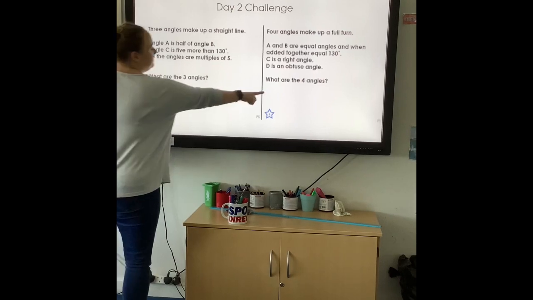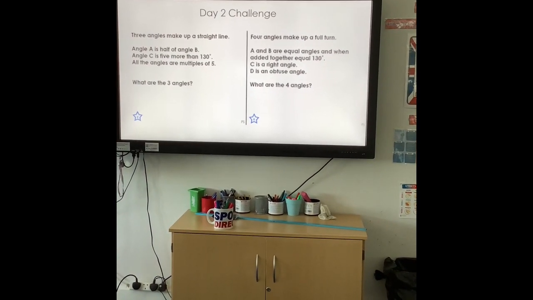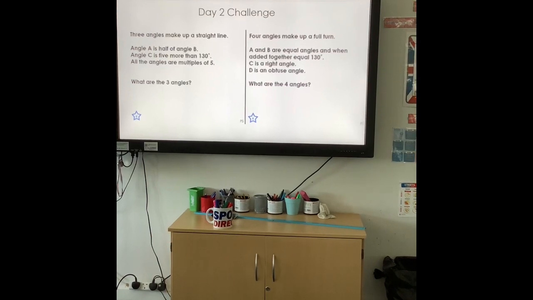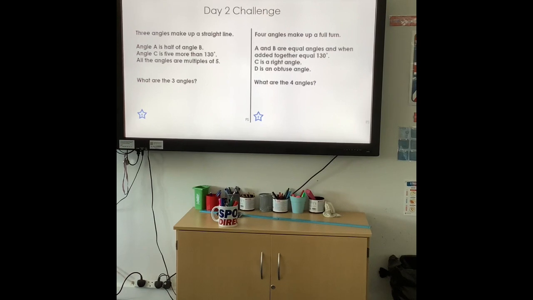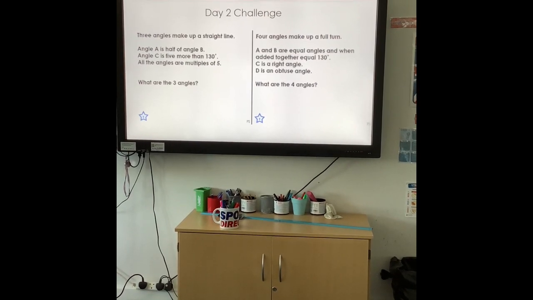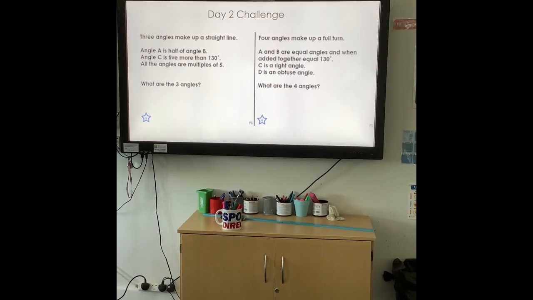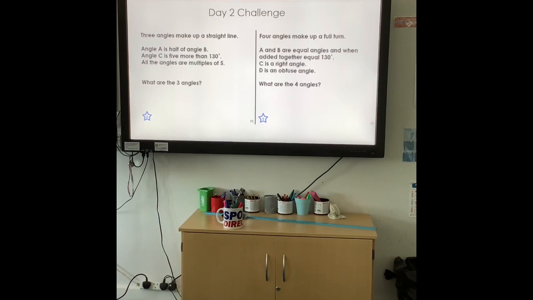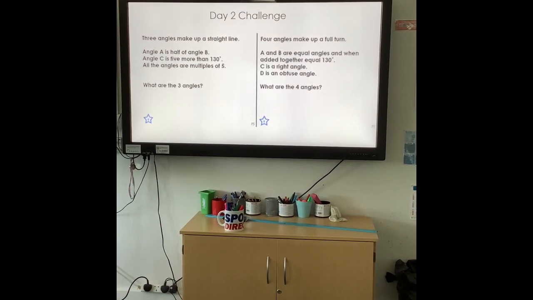And the second one? 4 angles make up a full turn. Think back to the beginning of what a full turn was in degrees. A and B are equal angles, and when added together, they equal 130 degrees. C is a right angle, and D is an obtuse angle. What are the 4 angles?